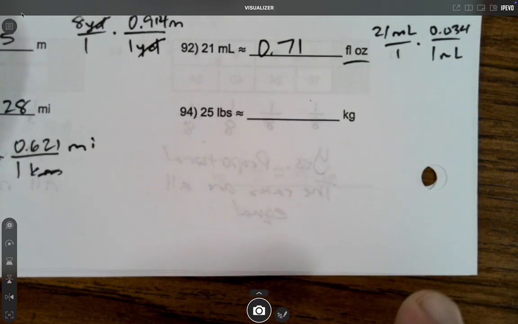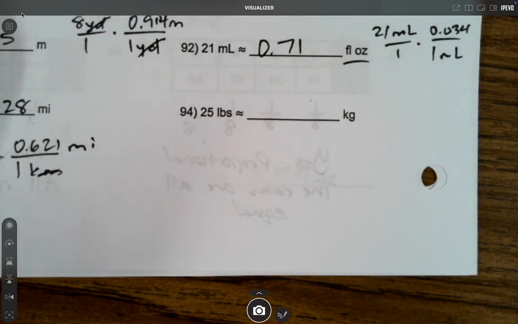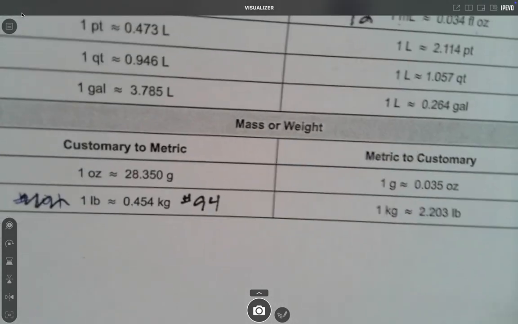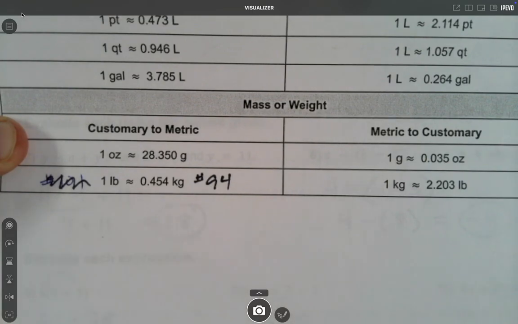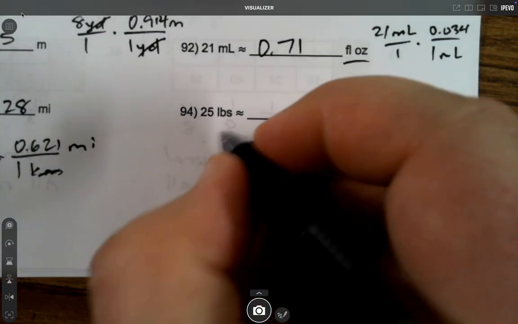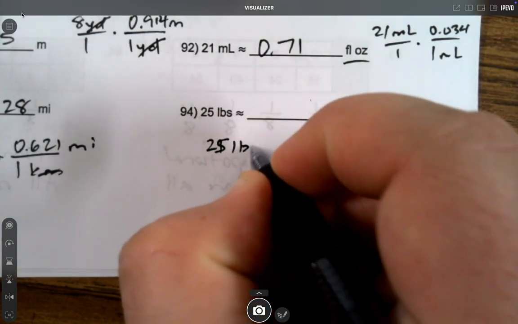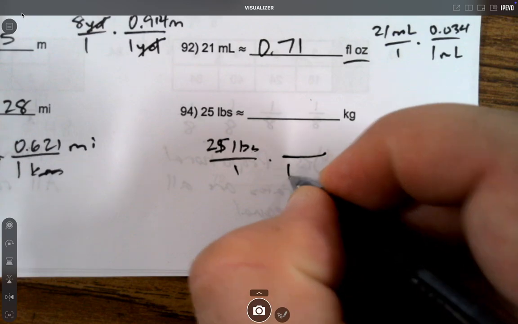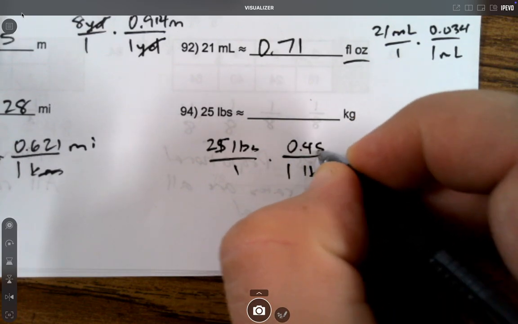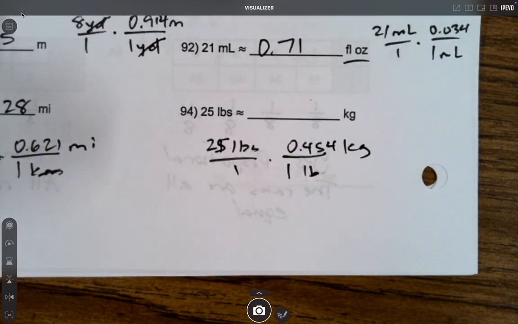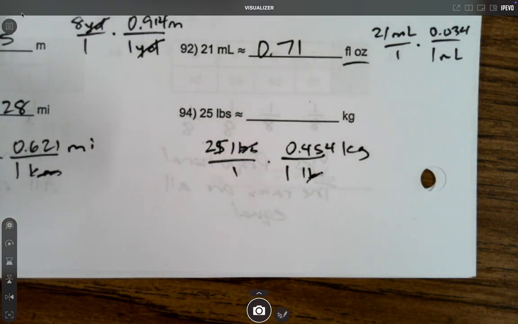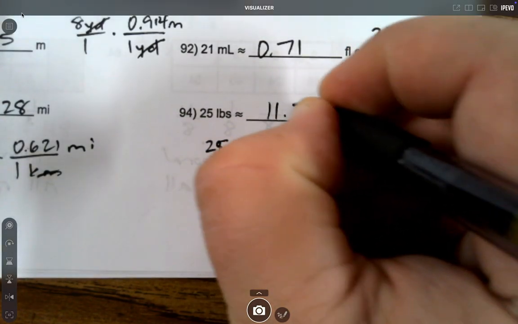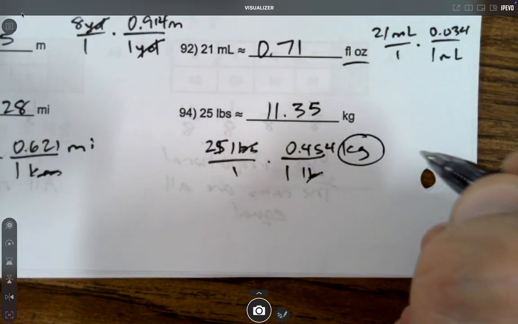Okay, last one, we're wanting to convert pounds to kilograms. So that's at the very bottom, pounds to kilograms. So we see here 1 pound is equivalent to 0.454 kilograms. So 25 pounds and 1 pound is equivalent to 0.454 kilograms. So we cross out the pounds, we multiply 25 times 0.454 to get our final answer, 11.35 kilograms.